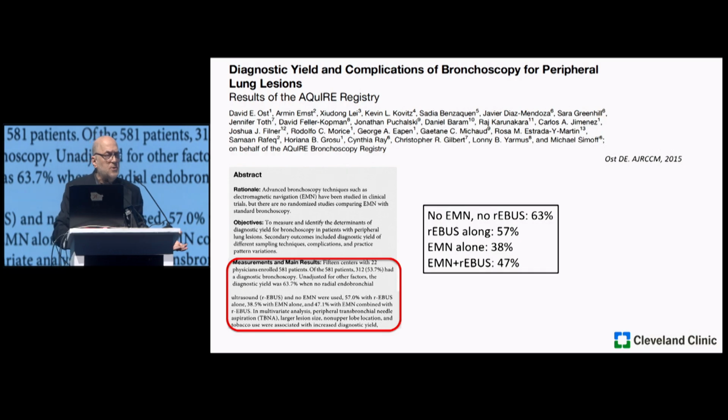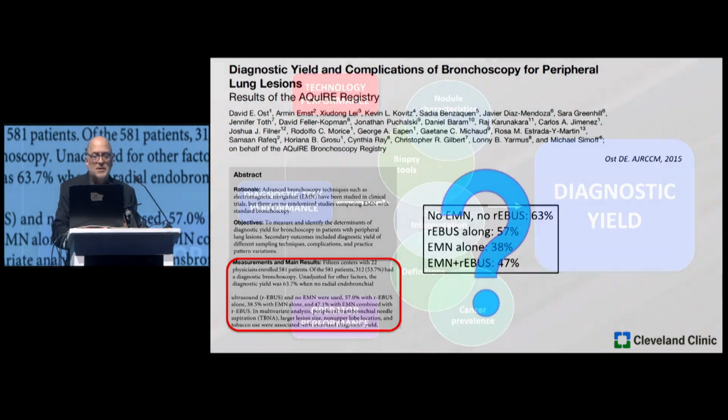Oh, what about who could do it? Who's doing these trials? This is one of the more famous studies that are out there. This is the Acquire Registry. Apparently the best of the best in the United States and the world doing navigational bronchoscopy. And look what they showed: if you didn't use EMN or radial EBUS, your diagnostic yield was 63%, EMN alone, 38% yield, navigational bronchoscopy with radial EBUS, 47%. So it kind of proved the exact opposite of what navigational bronchoscopy should do. So were the right people doing this? Did they know what they were doing with the technology?